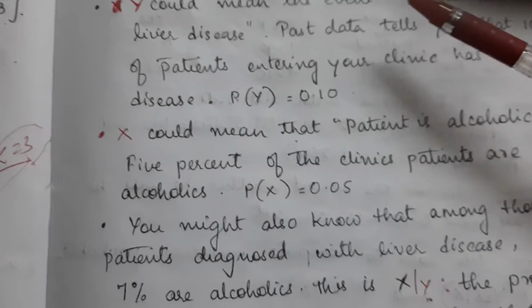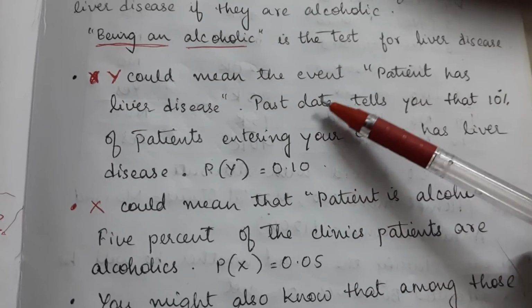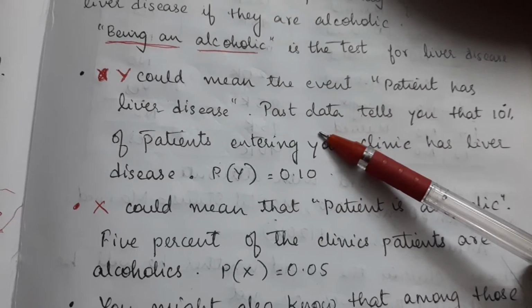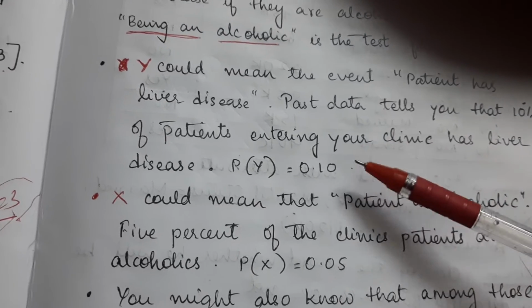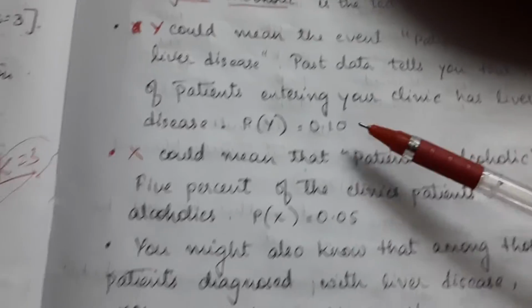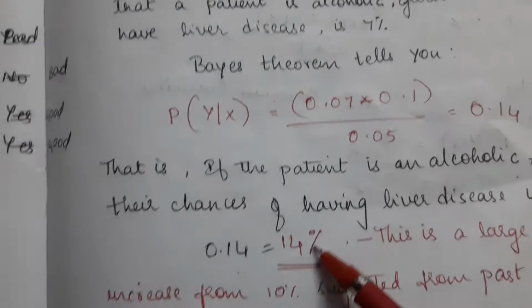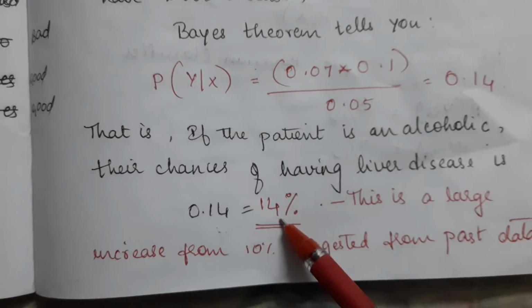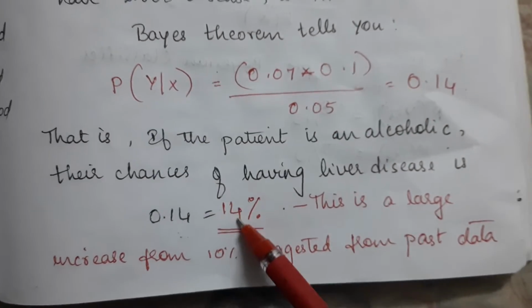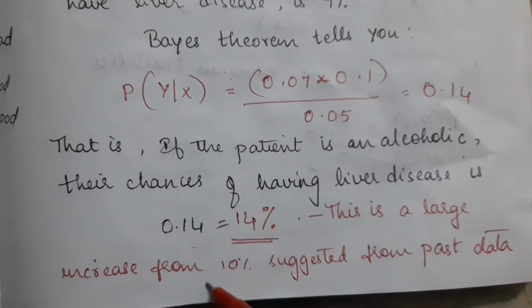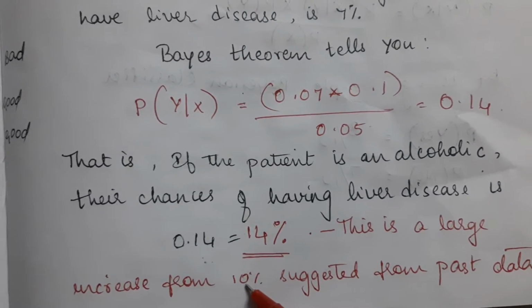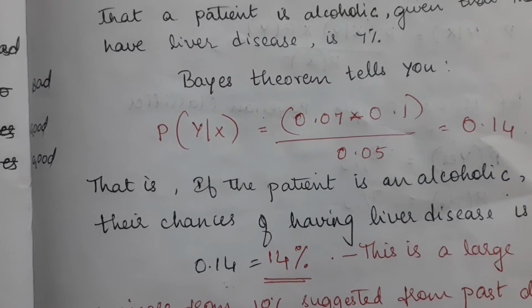Earlier what did we say? Here initially we had assumed that based on past data, 10% of patients entering the clinic has got liver disease. Now after computing the probability, we realize that if the patient is an alcoholic, them having a liver disease is 14%. So this is an increase from the 10%. This is what the objective of Bayes theorem is.